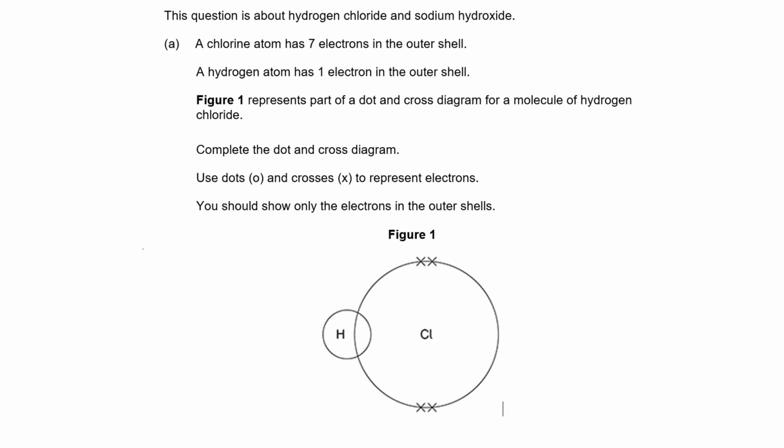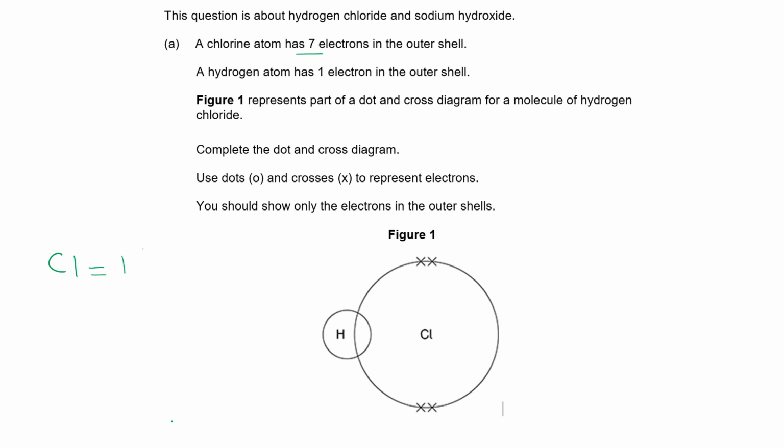If we first look at chlorine, we can see in the question it tells us it has 7 electrons in the outer shell, and we can work that out anyway even if it doesn't give you in the question, because we know it's in group 7, so therefore it has 7 electrons in its outer shell. In order to achieve a full outer shell, it just needs to share 1 electron with hydrogen.